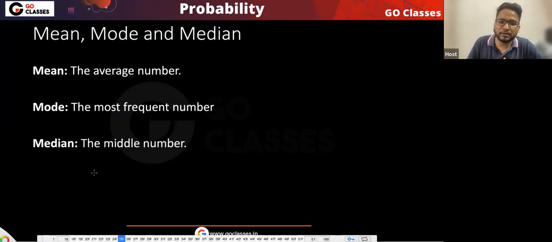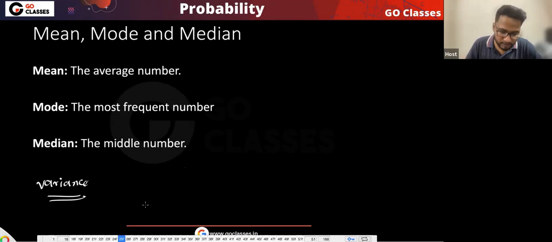Do you remember the numbers that we have talked about? One was the expectation, another is variance. I think these are the 2 numbers we have talked about, right? This mean is the same as expectation, I mean, the average number. Mode is basically the most frequent number that you can have. Median is the middle number. Let's just see how to calculate these numbers.